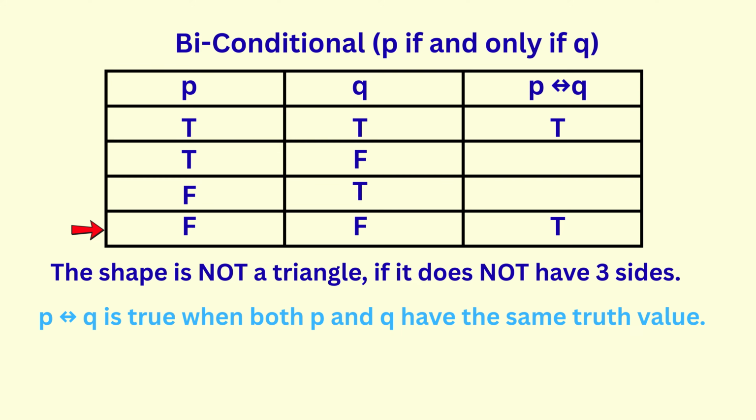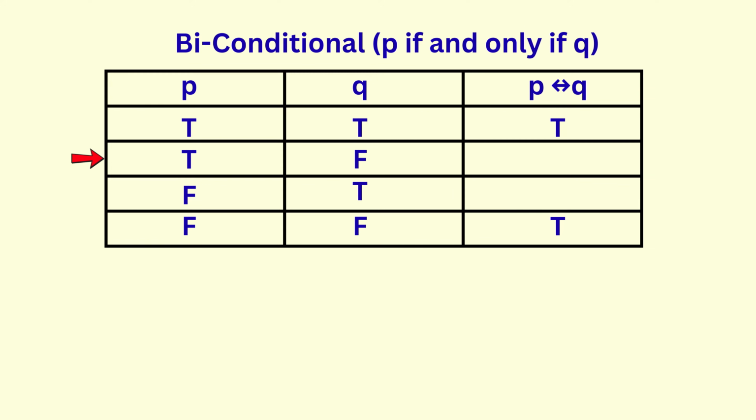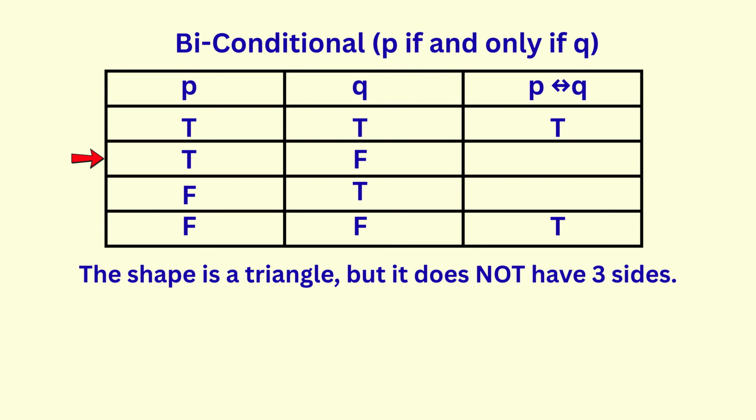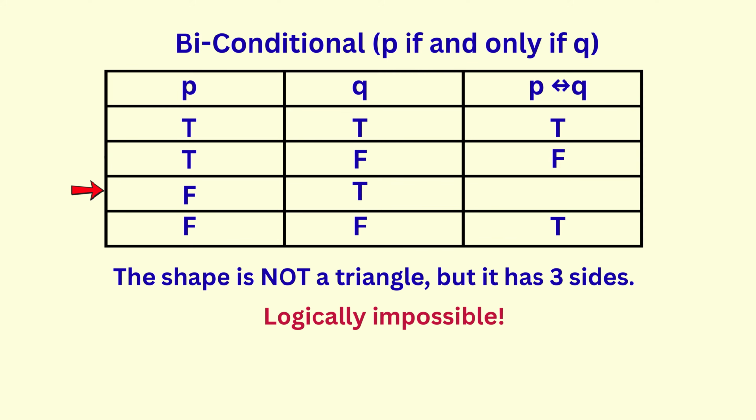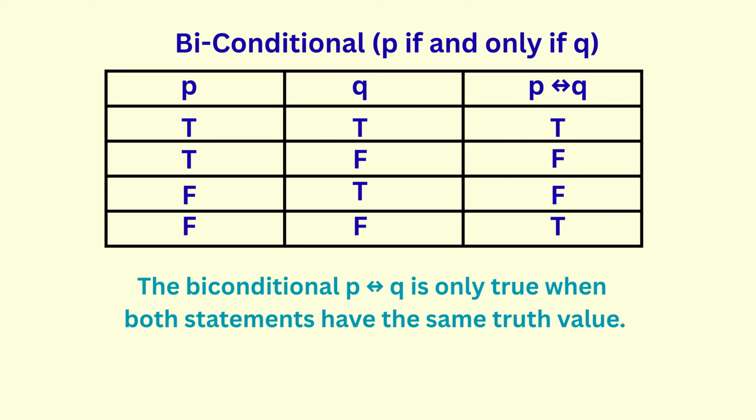So true. In row 2, the interpretation is, the shape is a triangle, but it does not have 3 sides. That's impossible. A triangle must have 3 sides. The same with row 3. If the shape is not a triangle, but it has 3 sides. Again, this doesn't make any sense. So the sentences are false in both cases. So the biconditional is true when either both P and Q are true or both false. Otherwise, it is false.